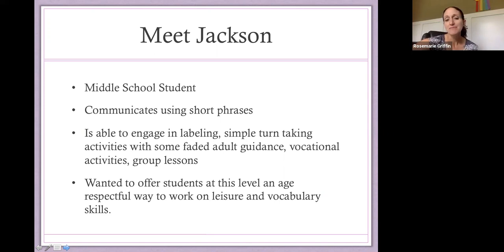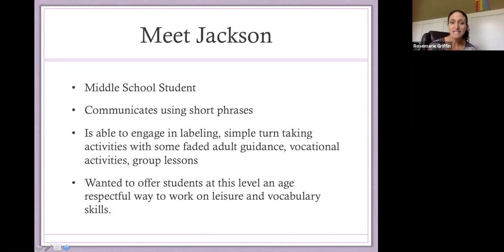So I had a middle school student. He was communicating using short phrases, is able to engage in labeling, simple turn-taking activities with some faded adult guidance, meaning we could play modified Uno, we could play the grocery store game, but it's things that they would need an adult around, right? They get caught up on something every once in a while. So maybe they need a gestural prompt or they need something to keep the activity flowing, but that's kind of where the skill set is.